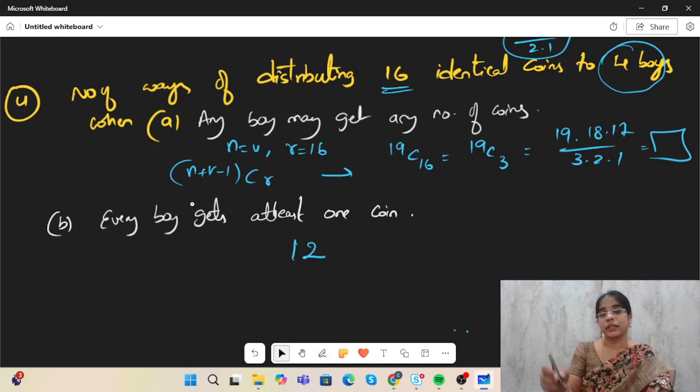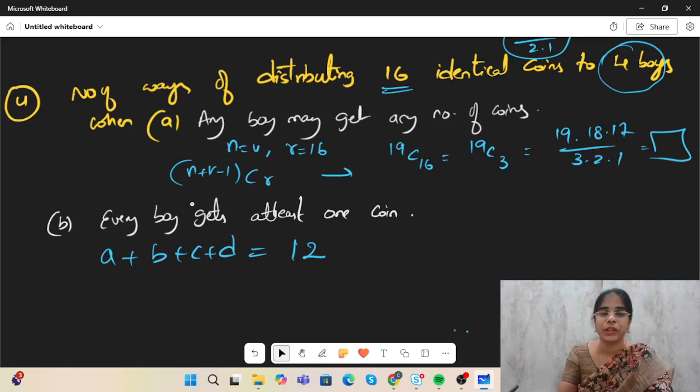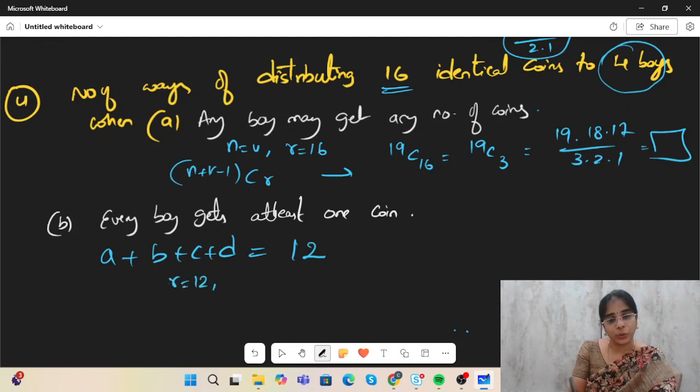That is to how many boys? A plus B plus C plus D. Right? To 4 boys I have to distribute 12 coins. Is this my reframed question now? Because I have already given away one coin to each and every boy, since every boy should have at least one coin, that will not be in my count now. Clear? I am left with only 12 coins because I have already given 4 coins away. Right? Now, my R is 12.